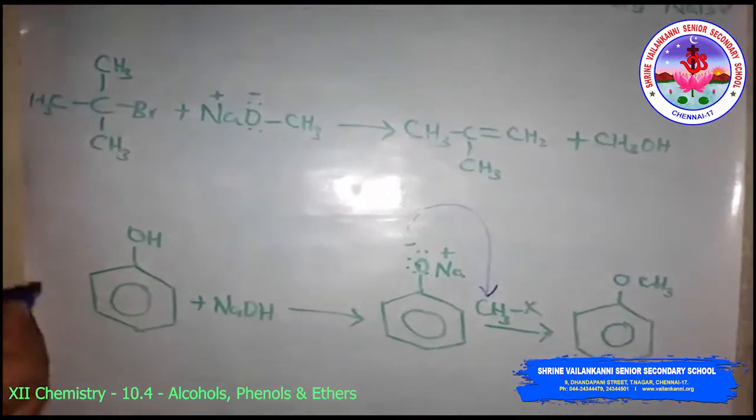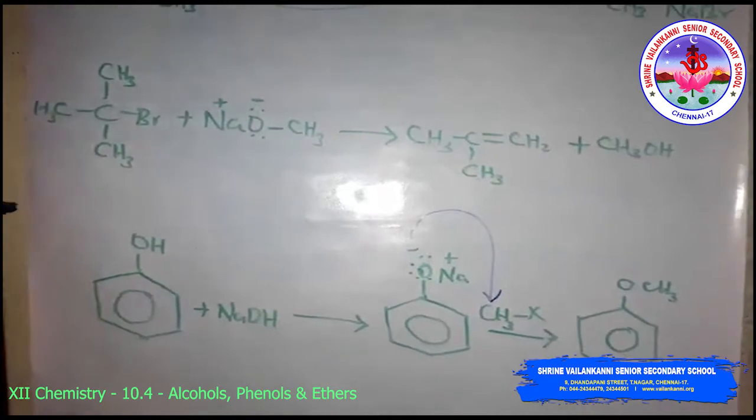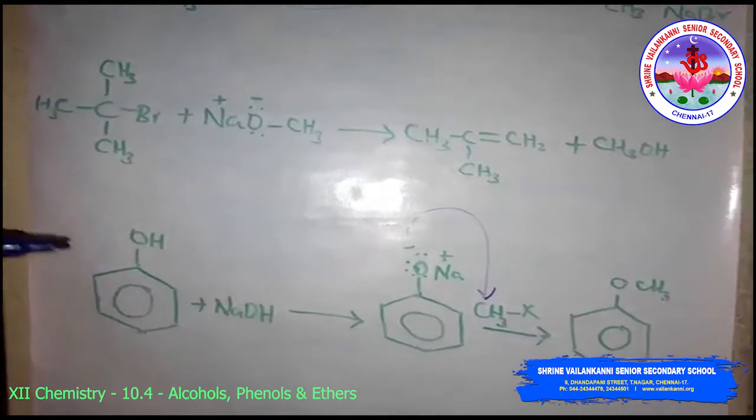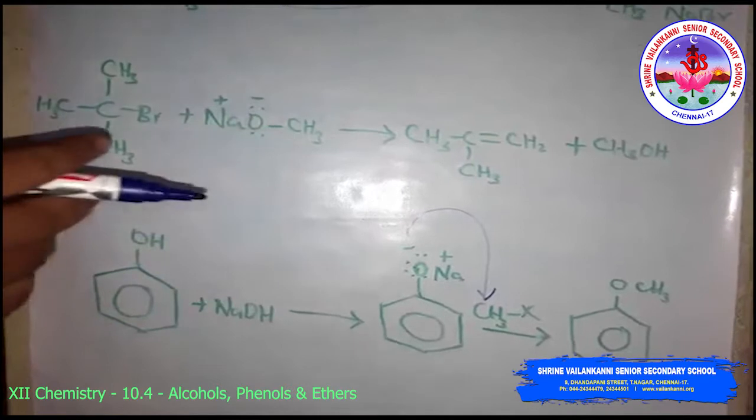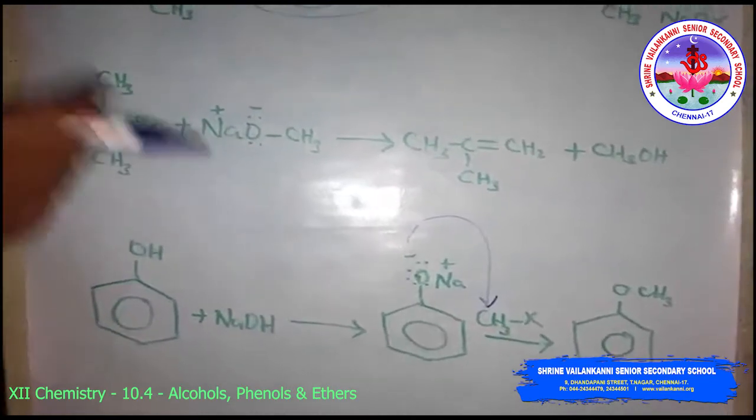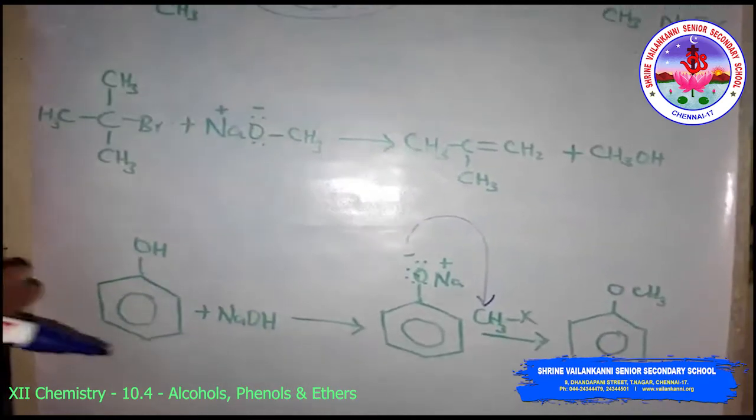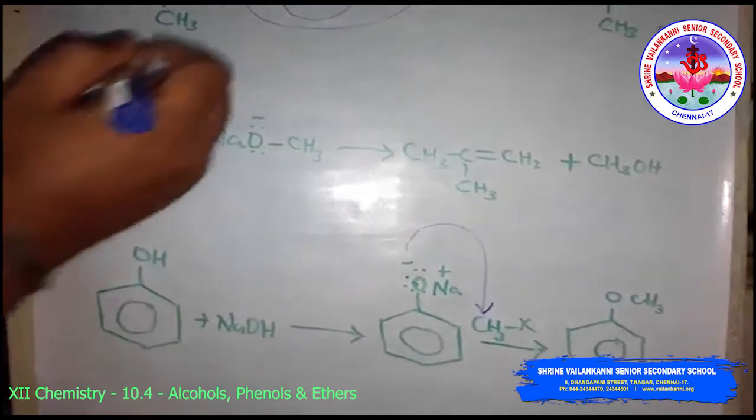Then physical properties. The physical properties of ethers: usually ethene, that means alkene, ethers, alcohol has the carbon oxygen bond.